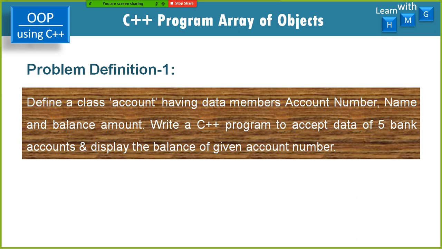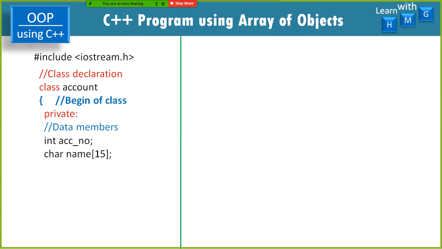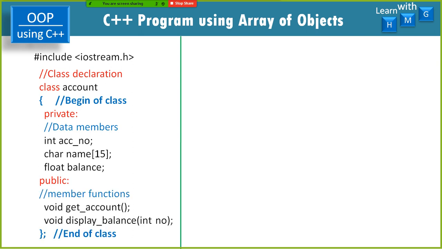So this is a program to search a particular account and display the balance of that account only, and if the account is not found, then you have to display a proper message. So the simple program we have written like this. First of all, we have defined the class account with data members account number, name, balance, and in the public section we have declared two member functions: get account to accept 5 account data and display balance. This function will display the balance of a particular account number.